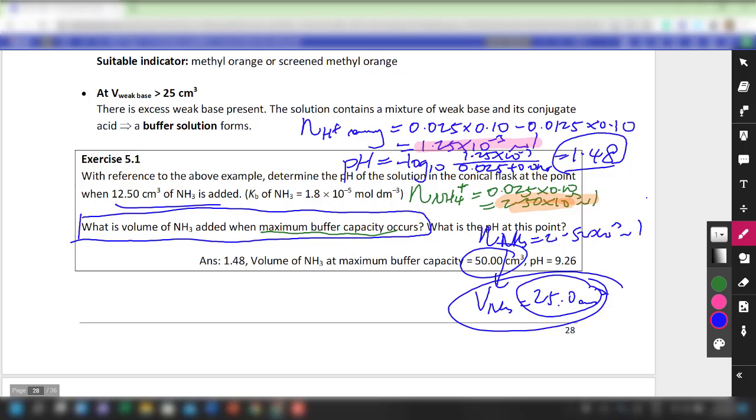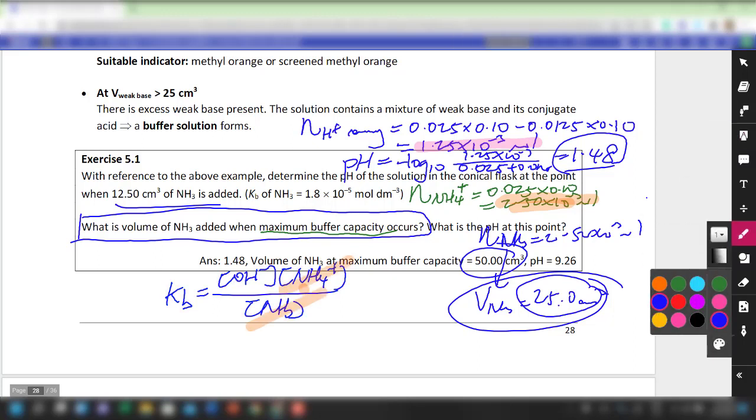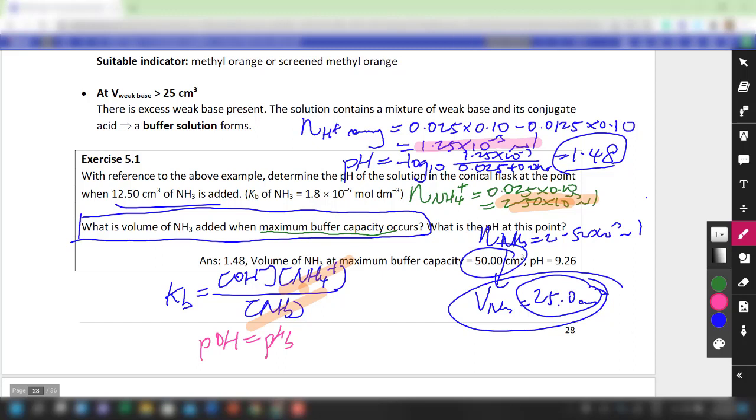And then the pH at this point, again, I have the same amounts of ammonium and ammonia. So we are looking at Kb of ammonium, OH minus, ammonium, and ammonia. Because these two are the same, they will cancel out. Once these two cancel out, I'm going to get pOH equals pKb, and Kb is given to be 1.8 times 10 to the power minus 5. So from here, you can get 4.74. Then I'm going to get pH to be 9.26.